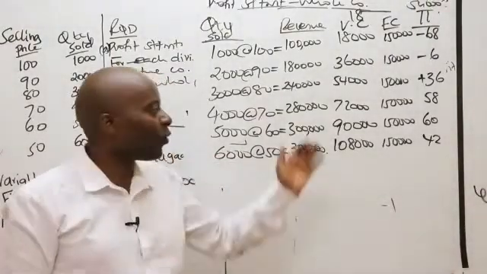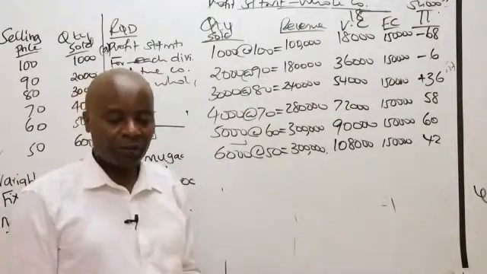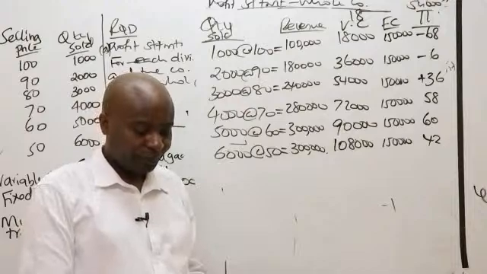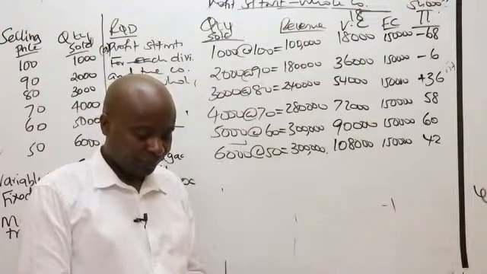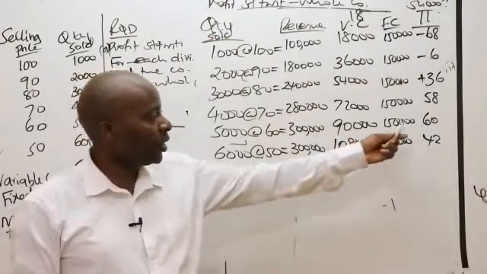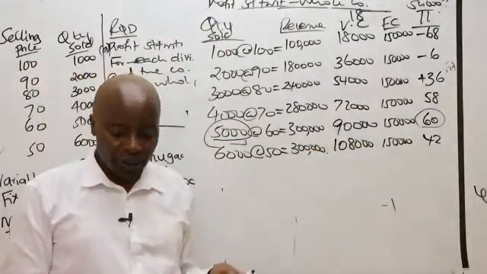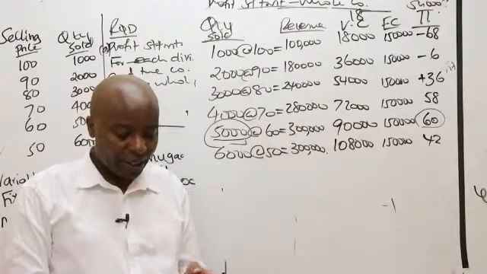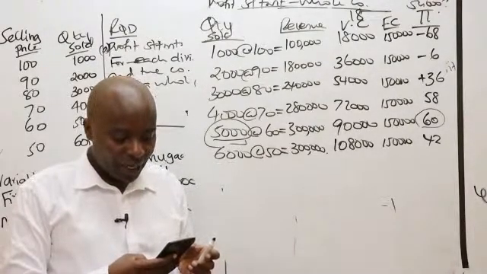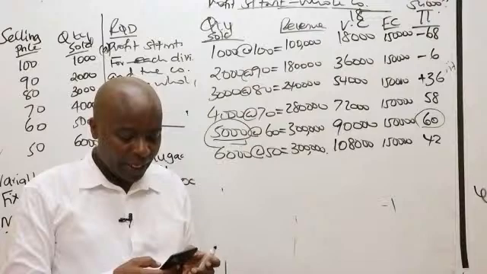My good students, from your observation, which quantity here will be optimal? 5,000 units. Yes, because you can see 60 here being the maximum profit, and 60 corresponds to 5,000. So the optimal quantity is 5,000.